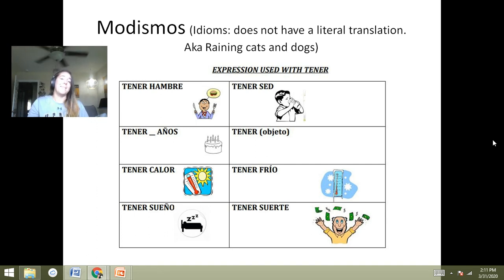The second one is tener blank años. So for this one, it literally translates to have blank years. We don't say I have 15 years. We say I am 15 or she is 15. So an example would be ella tiene 15 años.